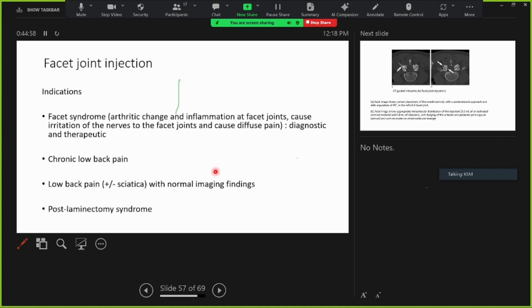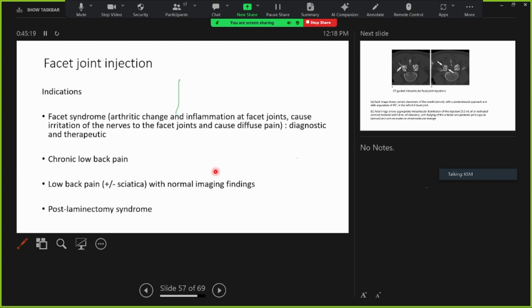What happens is, in a facet joint there's arthritis and inflammation that can cause irritation of the nerves around the facet, which can give rise to diffuse pain. So we can give a little bit of anesthetic drug and see whether the patient is responding to pain. If it is so, then we know the pain is due to that, and then we can inject the steroid.